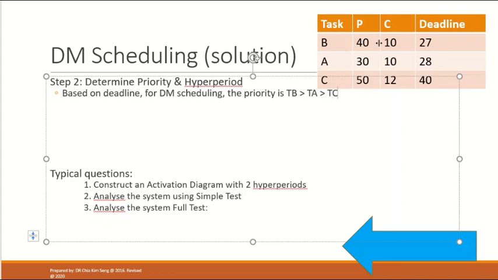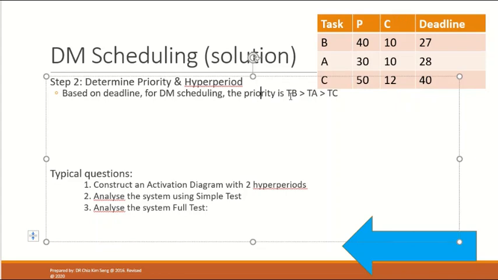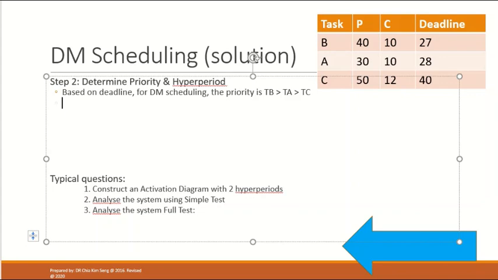If you base it on RM, task A is the high priority because its period is the lowest. So you have the period. Second is the hyperperiod, using the LCM.